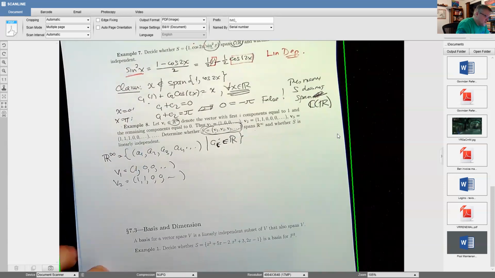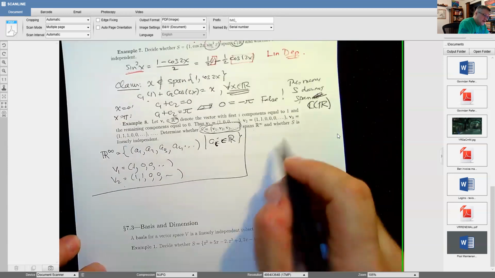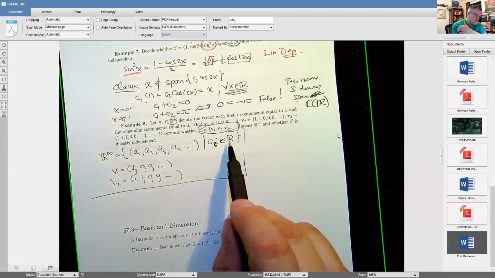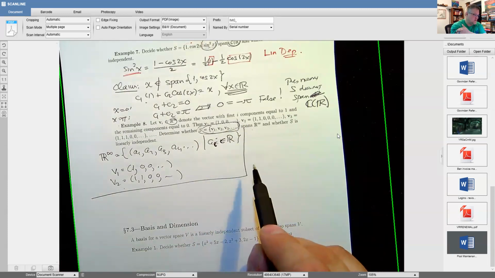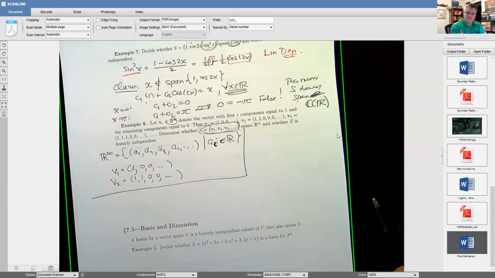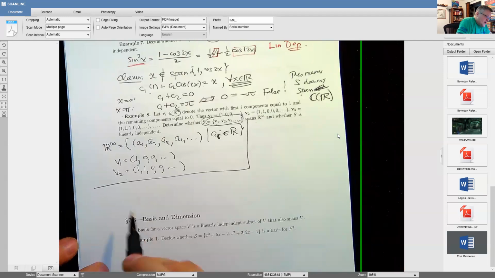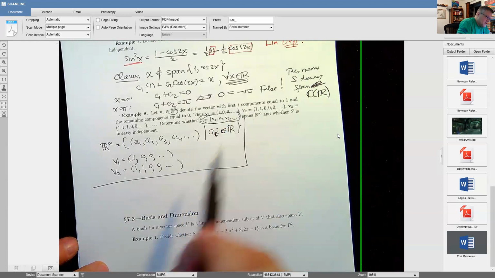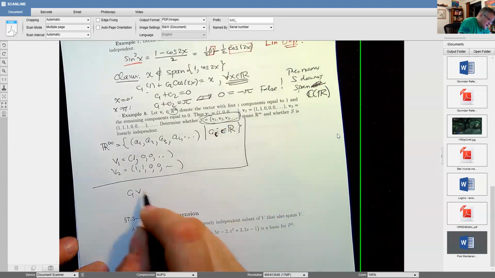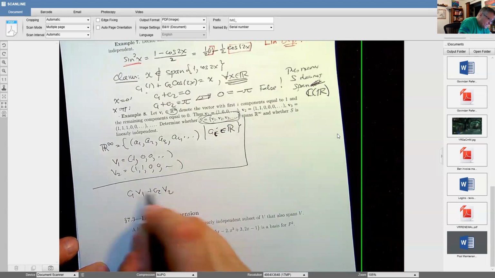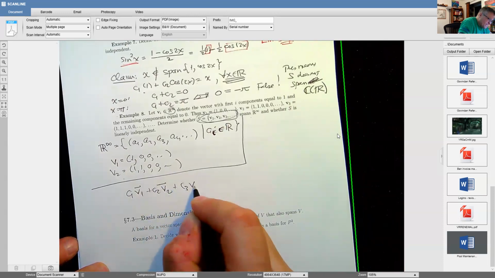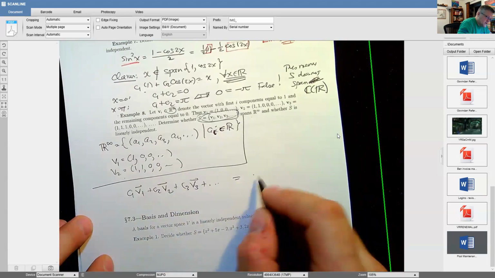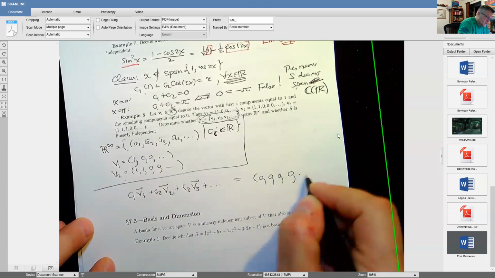All right, and so let's look. If you remember, the 0 sequence here is the 0 element of R infinity. Okay, and so if they're going to be linearly independent, then the only way, if I start adding these guys up, equals the 0 vector, so 0, 0, 0, 0, and so on and so forth.